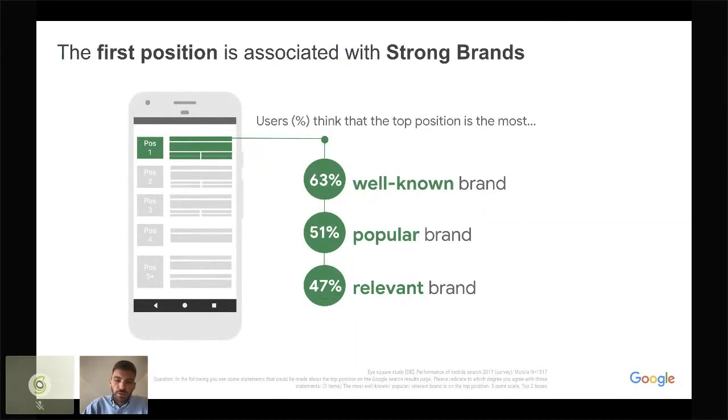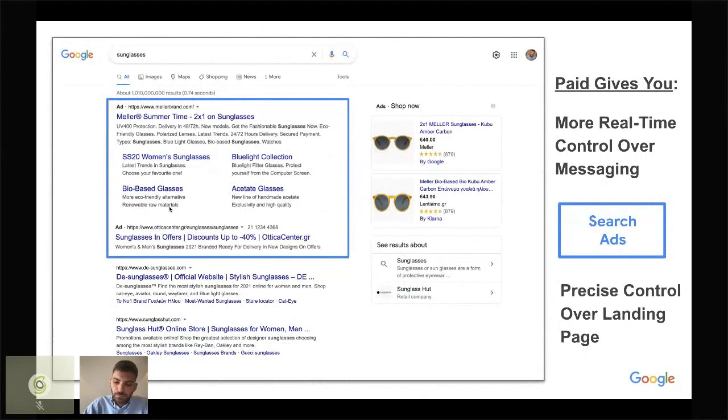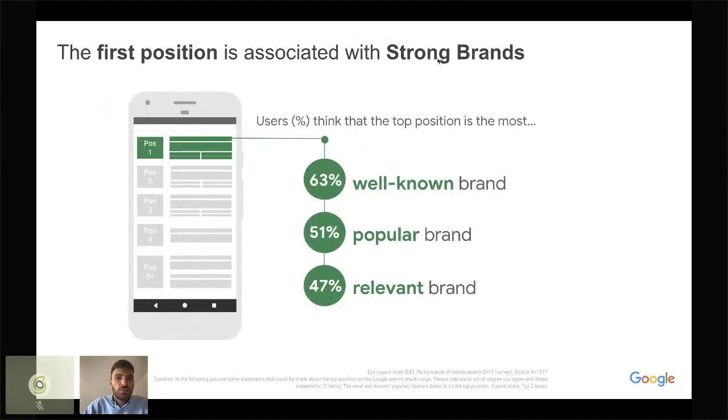The first position, that being this one here, seems to be associated with strong brands. That's what an analysis that we ran in the US a few years ago has shown. Users think that this position is the most well-known brand. That's where it should be positioned. It's the most popular brand, and it's the most relevant brand to what they're searching for. So this is a reason why we see a lot of advertisers choosing to advertise through our platform, to get into bidding wars, aiming to be in first position in some cases that are highly attributed to their business.